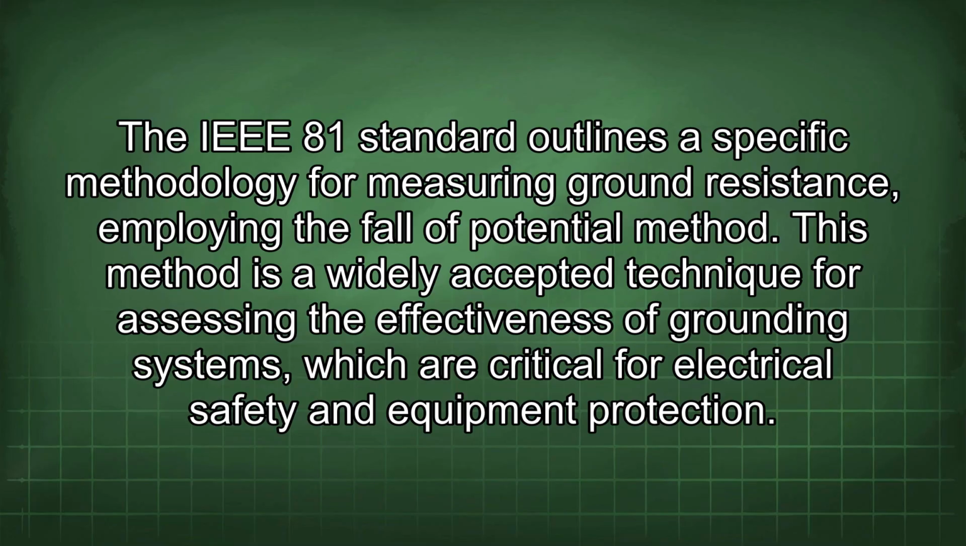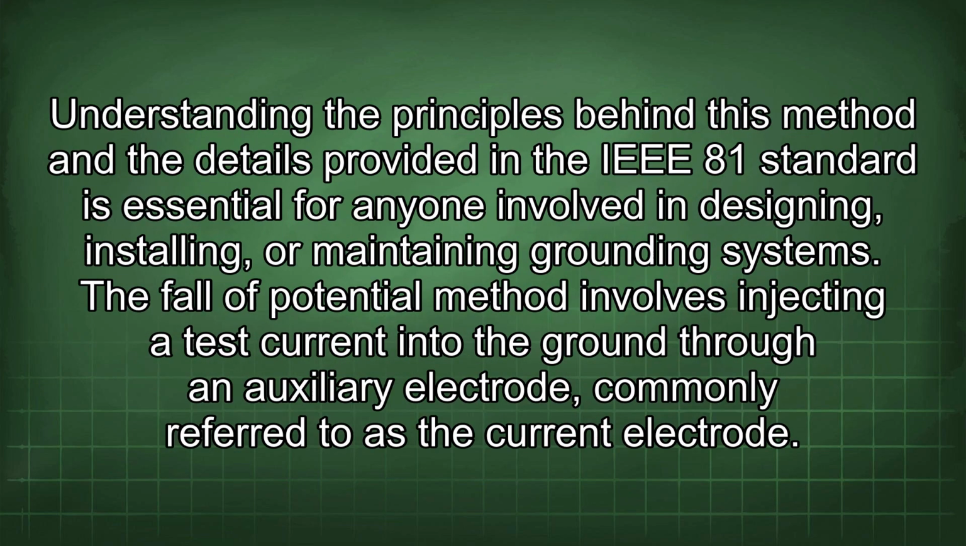The IEEE 81 standard outlines a specific methodology for measuring ground resistance, employing the fall of potential method. This method is a widely accepted technique for assessing the effectiveness of grounding systems, which are critical for electrical safety and equipment protection. Understanding the principles behind this method and the details provided in the IEEE 81 standard is essential for anyone involved in designing, installing, or maintaining grounding systems.